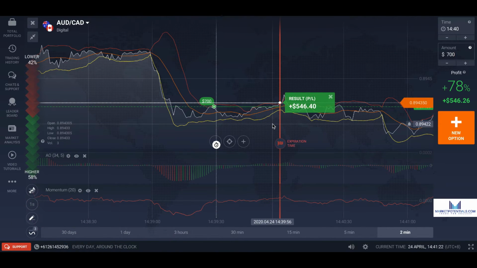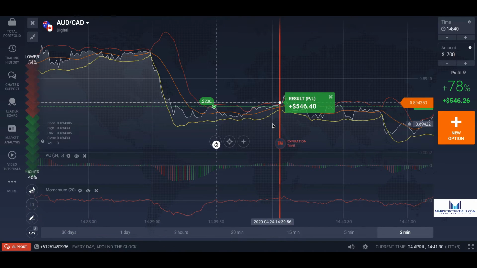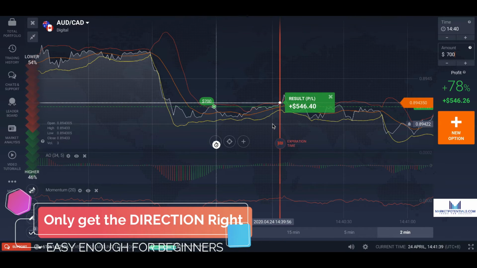So these are the kind of trends that you want to try to look for as you go along trading, and capitalize on this. So again, the objective is just to get the direction of the trade. You don't have to predict the exact level it needs to be at, but only whether it needs to be higher or lower.